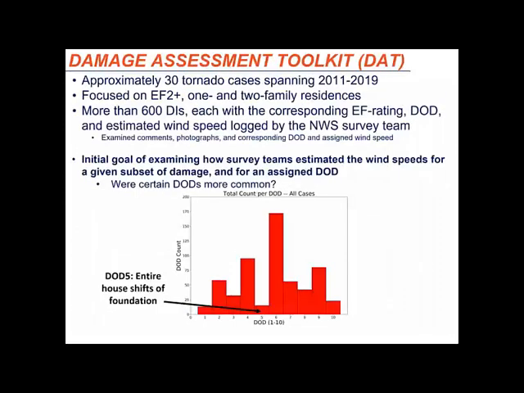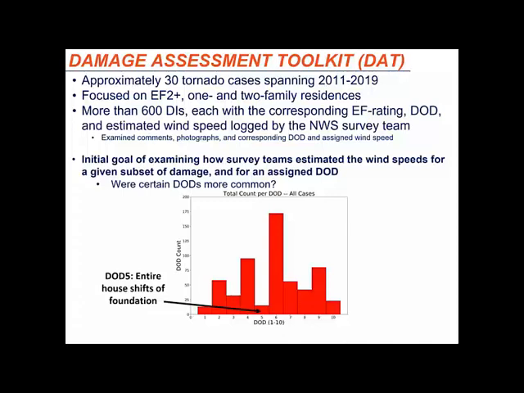So the first thing we did is we went through, we had actually undertaken this work a couple of years back, so the data set stopped in 2019, but our primary focus was looking at tornadoes that tended to have a longer track, had many DIs within the track that would allow us to get large samples, or as large samples of data as we could for some of these tornadoes.